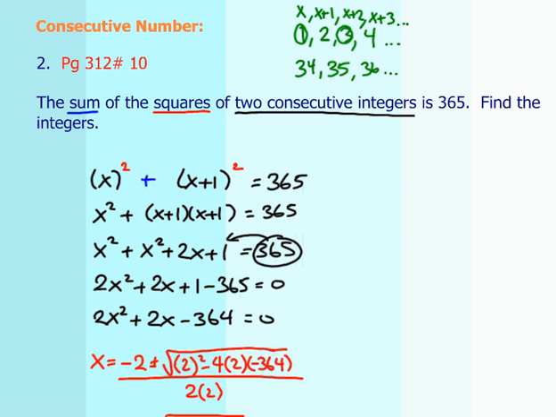Okay, so in this question, they're asking you for two consecutive integers, and you're going to sum them together, which means you're going to just add them together. But you're not just going to add them together, you're actually going to add their squares together. Okay, so that's where I got the x and x plus 1. These are our two consecutive numbers. I'm squaring them and adding them together, and they told me that equals 365. So that's right here. All right, there's my equation.